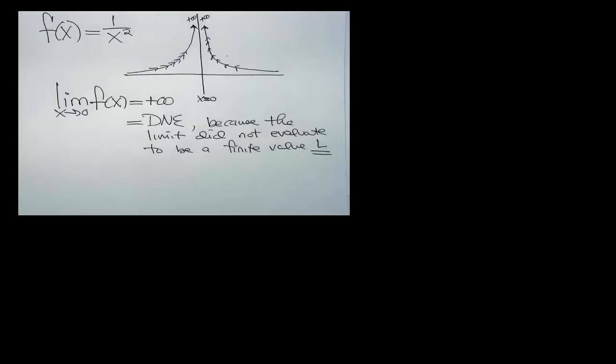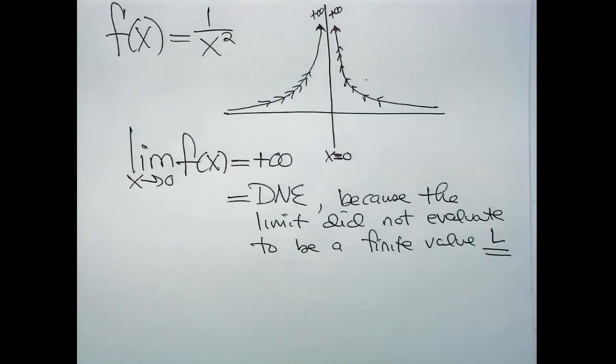So this is an infinite limit. In other words, at x equals 0, the curve goes to infinity from both sides. So I would say that the limit is equal to positive infinity, and then beneath that, I would back that up and say does not exist. Okay? For the reason that the limit itself did not evaluate to be a finite value.